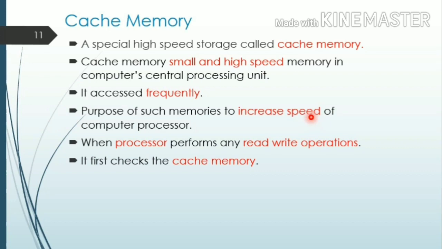Higher the gigahertz speed, higher the speed of the computer. And when the processor performs any read write operation, cache memory is used. It first checks the cache memory, because if you already have some application on, then after your click, the cache memory checks that this program is already on, so it is directly opened by the computer.